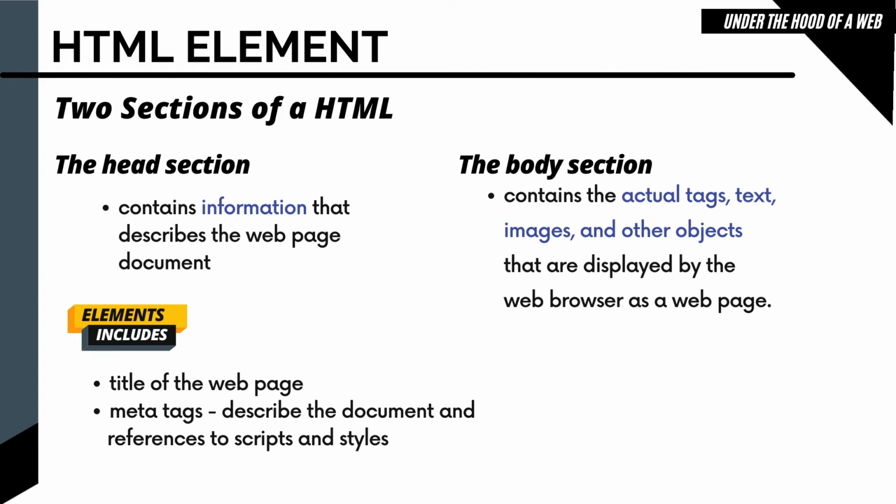Head section. Elements that are located in the head section include the title of the web page, meta tags that describe the document, such as the character encoding used, information that may be accessed by search engines, and references to scripts and styles. Many of these do not show directly on the web page.